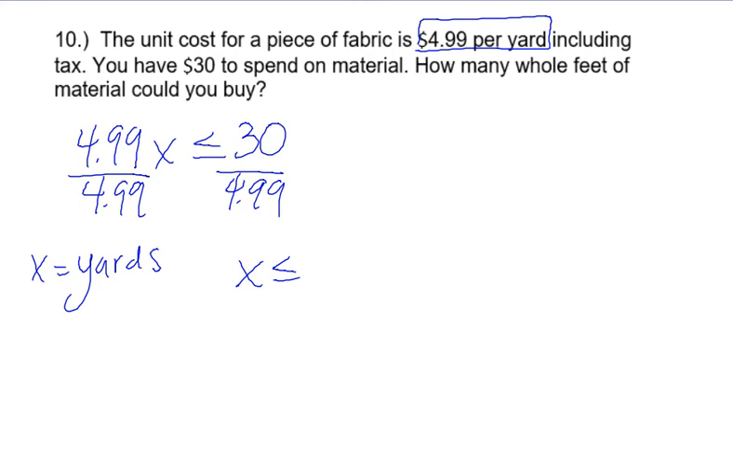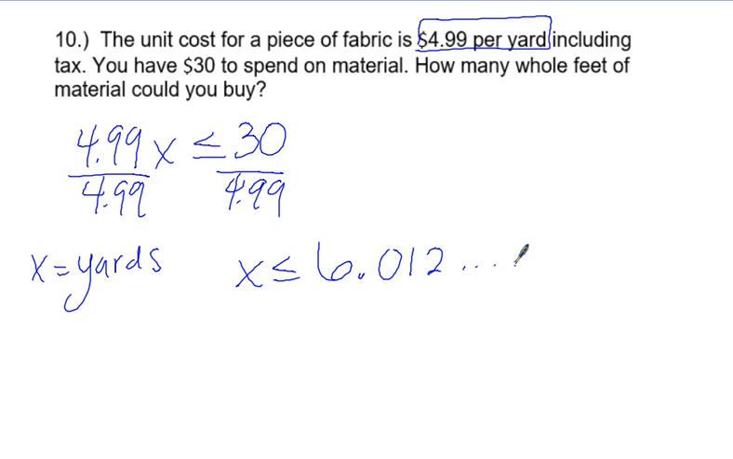So 30 divided by $4.99. It's a crazy repeating decimal. Hopefully you guys can hear me. It's 6.012 and so on. Okay? But it says to the whole yard.